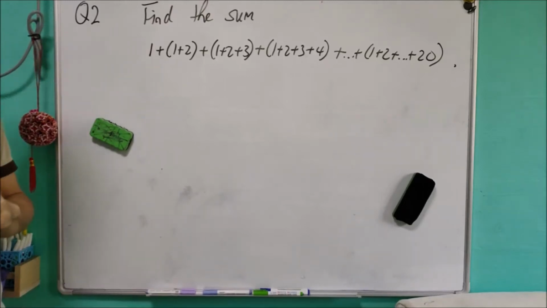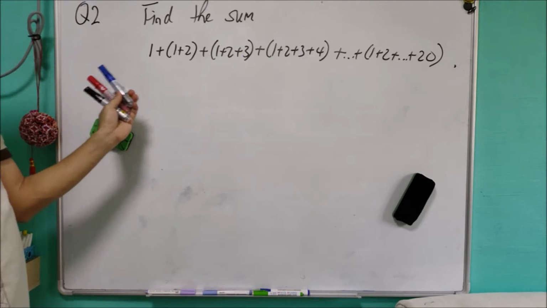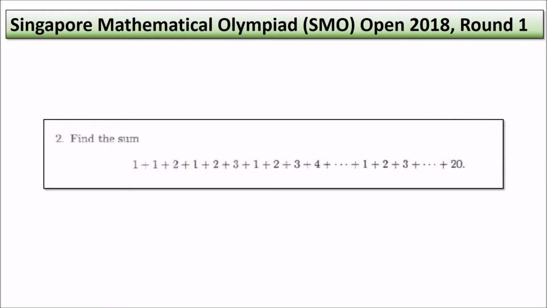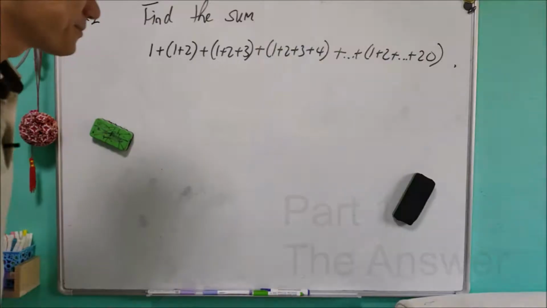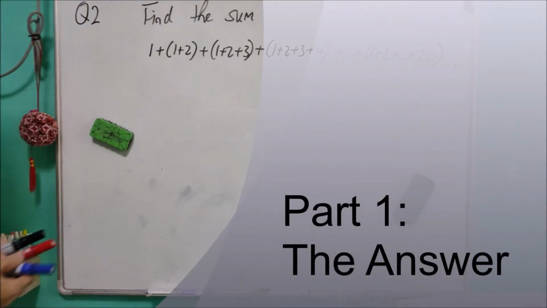So this is question 2 of the SMO Open section. Find the sum of the following expression. We are going to provide a few methods to deal with this question.